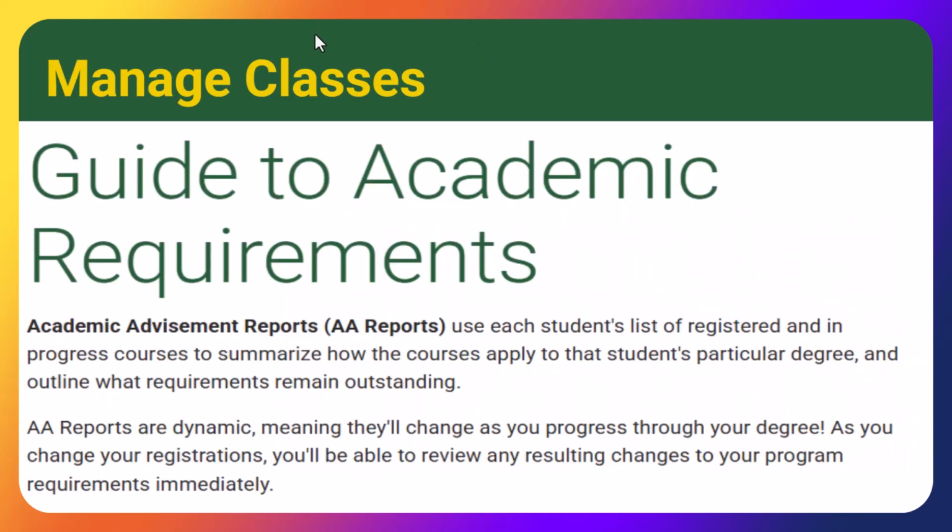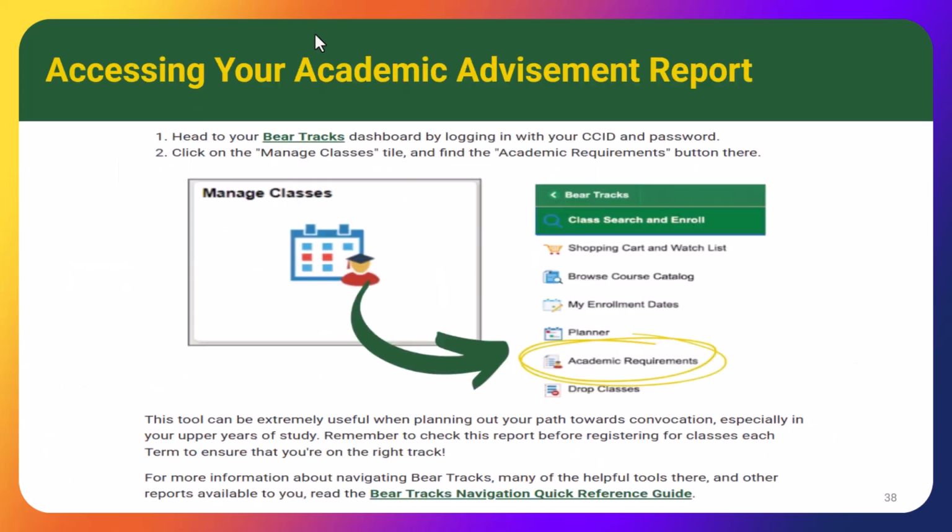One of the most important things within the Manage Classes tile is your academic advisement reports. This is essentially a report that will use each student's list of registered and in-progress courses to summarize how the courses apply to that student's particular degree and outline what requirements remain outstanding. Essentially, this is a report you can use to see how the courses you are currently registered in or the ones that you have previously taken apply to your degree requirements. And as you register and take courses, it will tick off the ones that you have completed, and it'll show you what you have remaining to satisfy your particular major, degree, minor, whatever it is that is compulsory to graduate. This will show you what is required of you.